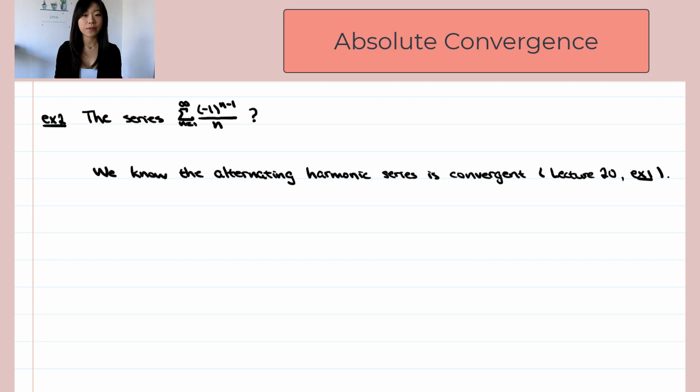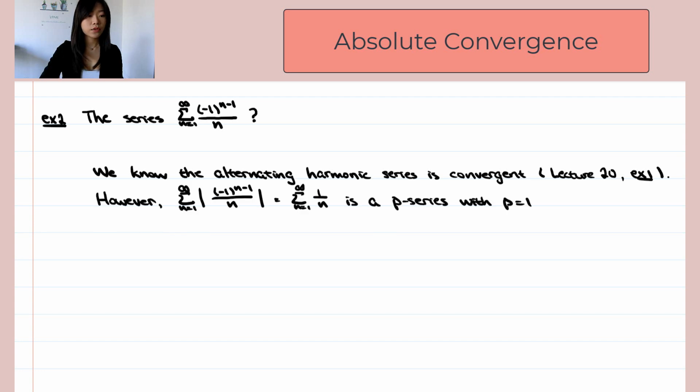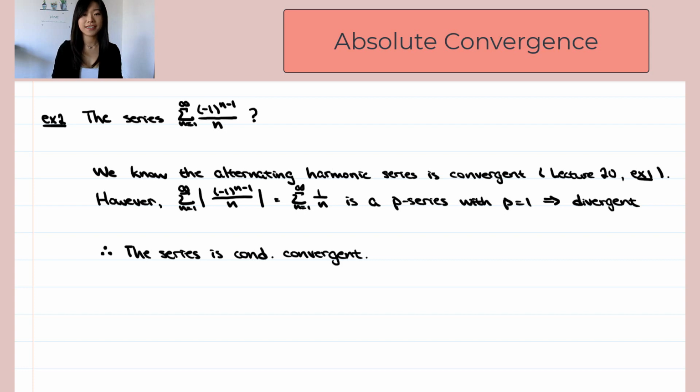How about the series with absolute of an? We can see that absolute of an is 1 over n, which is a p-series with p equals 1. Since p equals 1, the series of absolute of an is divergent. We have the series of absolute of an is divergent, but the alternating series is convergent. So this series is conditionally convergent.